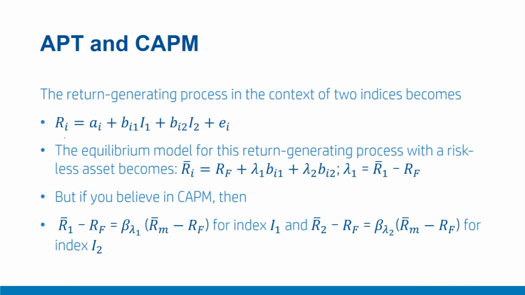And therefore, if the return generating process for two indices is this one, Ri equal to alpha i plus bi1 into I1 and so on, the corresponding equilibrium model for this return generating process can be written as Ri bar equal to Rf plus lambda 1 into bi1 plus lambda 2 into bi2, where lambda 1 equal to R1 bar minus Rf. But we said that we also believe in CAPM, and therefore R1 bar minus Rf can be written as beta lambda 1 times Rm bar minus Rf. This is for index I1, and similarly for index I2 we can write the value of lambda 2 as R2 bar minus Rf, which is equal to beta lambda 2 into Rm bar minus Rf. This is for index 2.